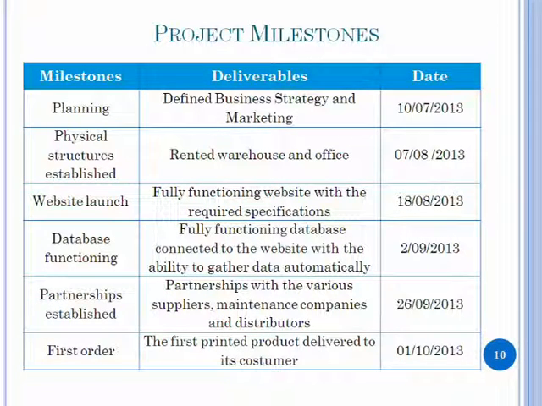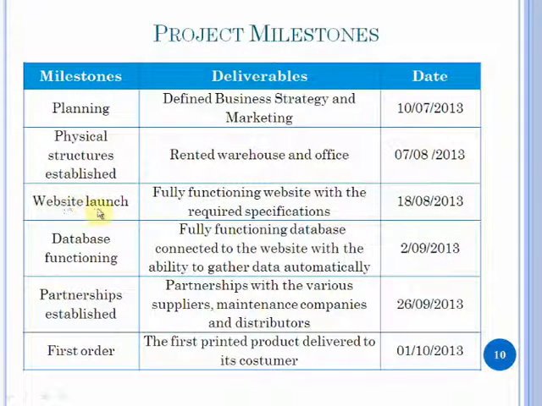So here we present to you the project milestones. We have the milestones, their respective deliverables, and the date we believe they will happen. So the first milestone, the planning. We will have the business strategy and marketing strategy defined. Then physical structures will be established, for example, the rented warehouse and office.